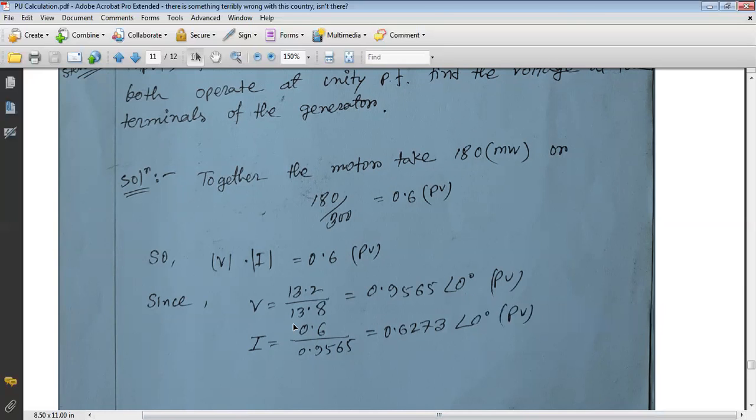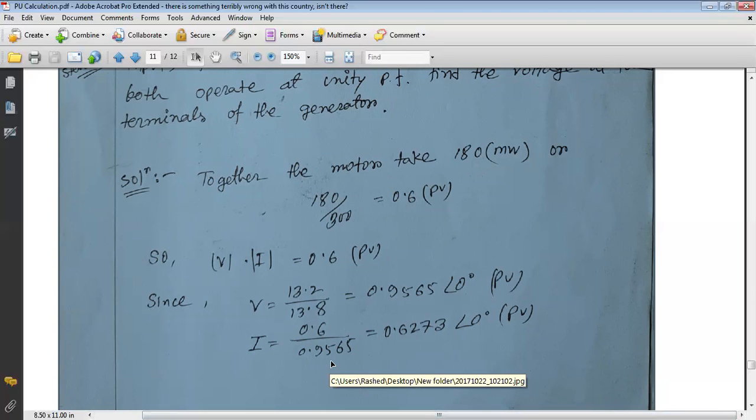Next, once we have the per unit value of the voltage at the motor side, we find the current, because I is equal to P divided by V. This is the per unit value of power and this is the per unit value of voltage. So the current should be 0.6273, angle 0 degrees, because the power factor is 100% here, and cos 0 means power factor 1. We have to convert the power and voltage ratings from real units to per unit, because the reactances of the motor, generator and transmission line are all in per unit.